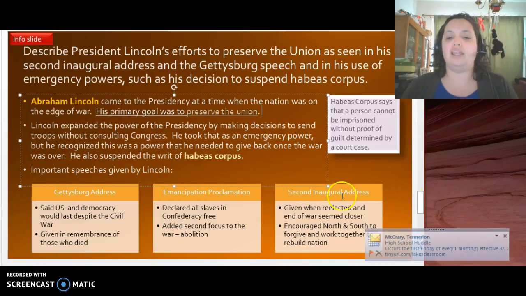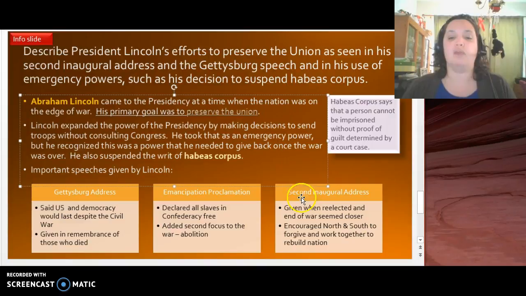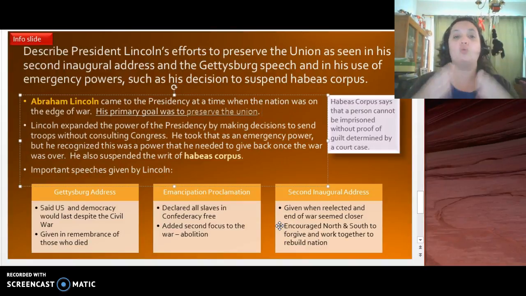And your last one is the second inaugural address, which was given when he became president for the second time. And this is kind of when the war seemed closer to an end. And basically he's saying to the North and South, look, this war stunk. It's no fun. No one should be blamed. Forgive and forget, guys. Work together, rebuild the nation, preserve that union, and don't fight with each other, which of course, that's pretty hard to do when you're angry at other people.